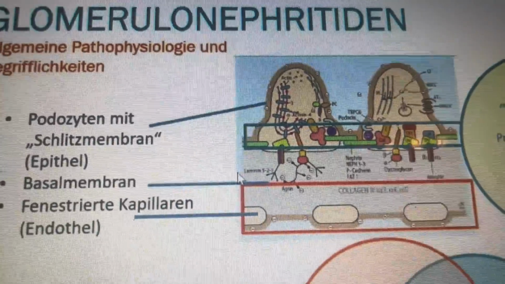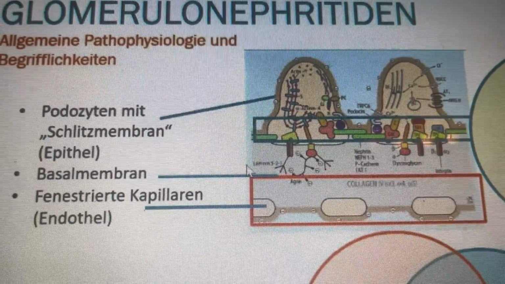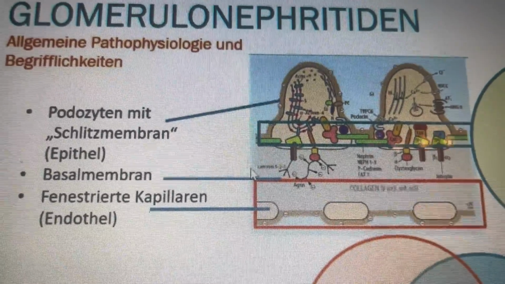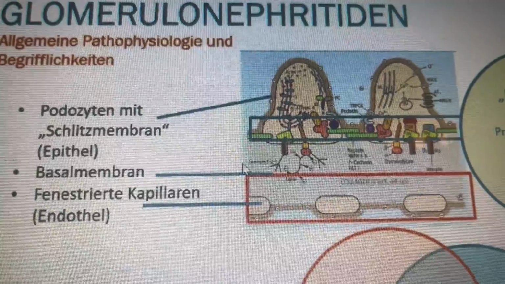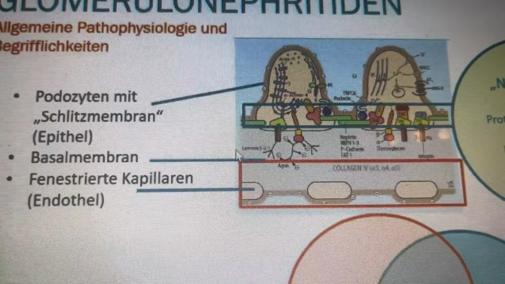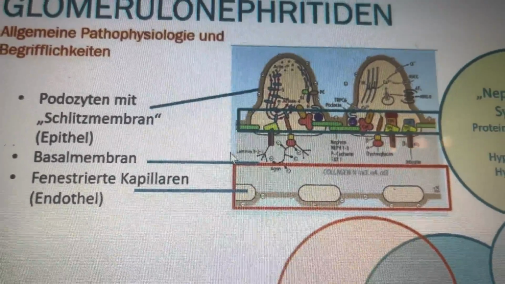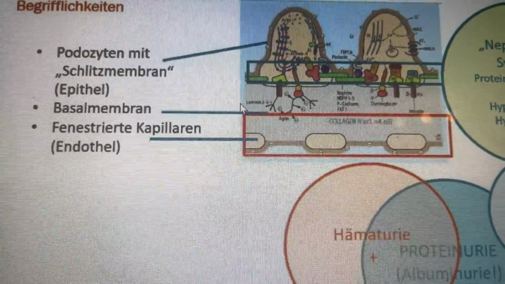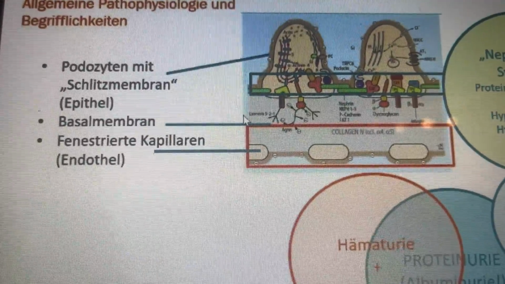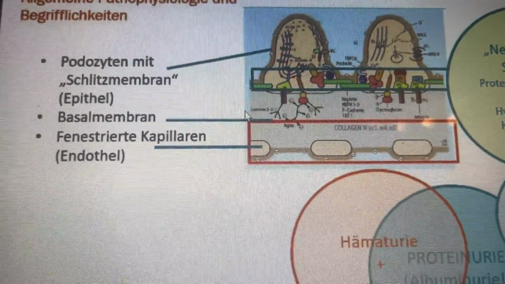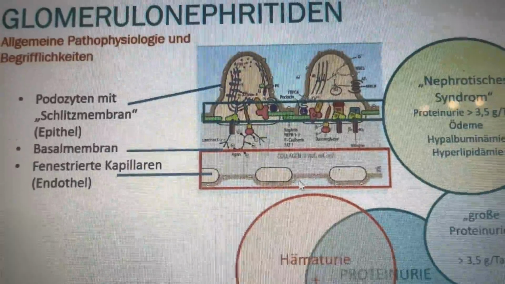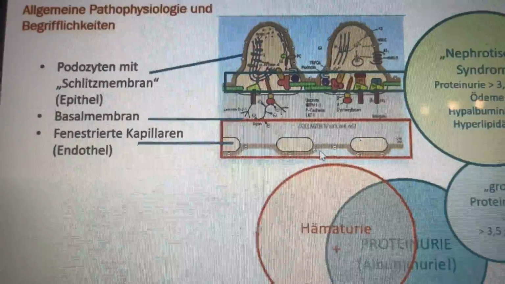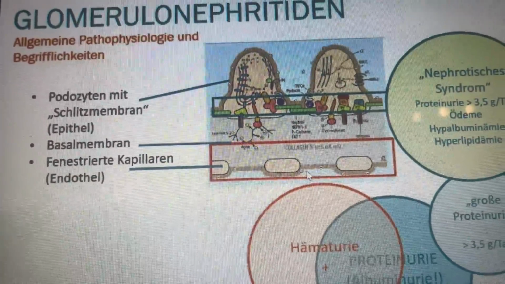And the other form. If there is dysfunction of the endothel, in these parts below, then we have the other problem, and in this case we have hematuria. And apart from that, when we have hematuria in combination with proteinuria, the endothel is damaged.